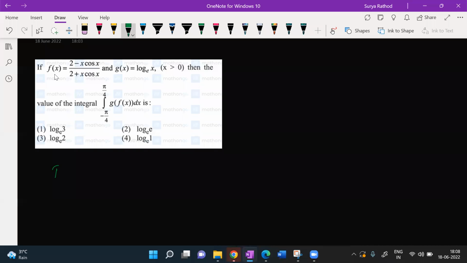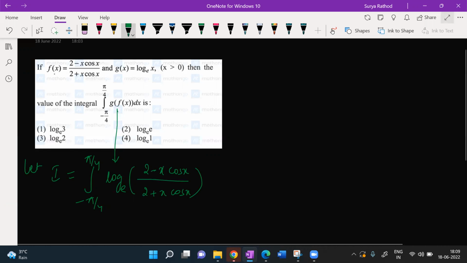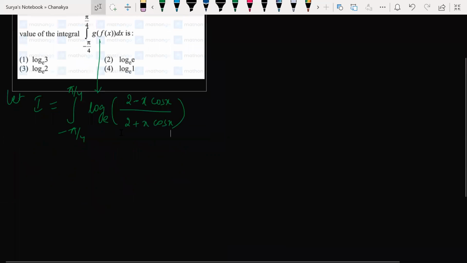Let us consider this as I is equal to integral from minus pi by 4 to pi by 4 of g of f of x. G of x is log, and f of x is nothing but 2 minus x cos x divided by 2 plus x cos x, dx.